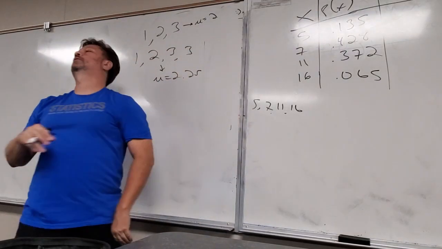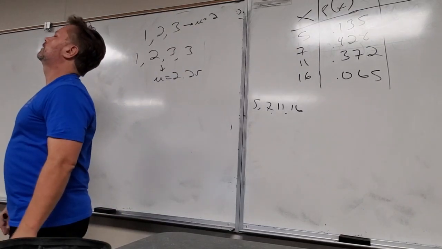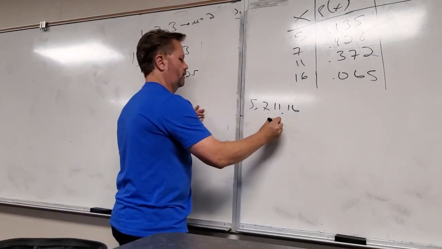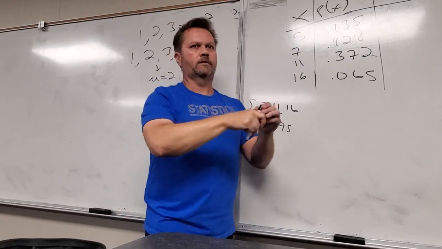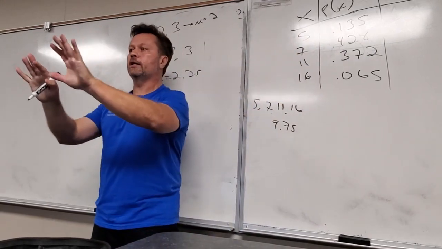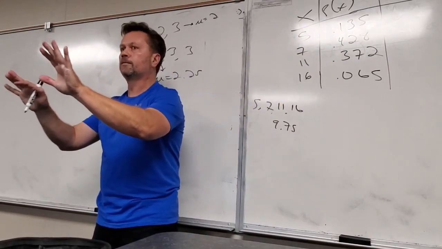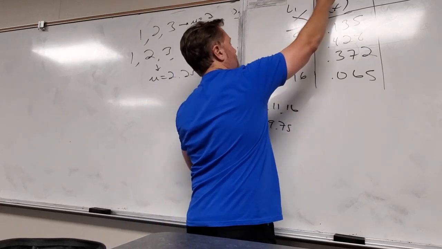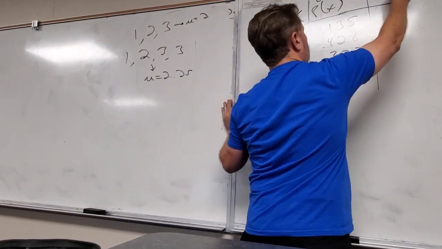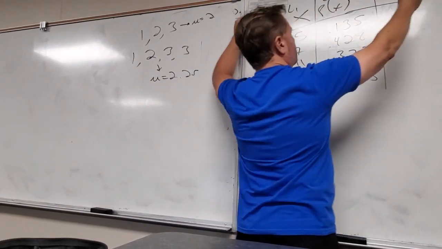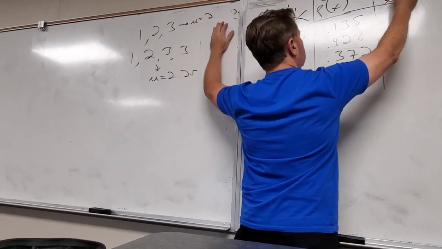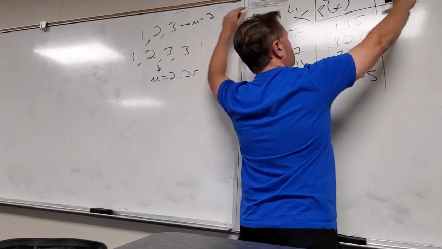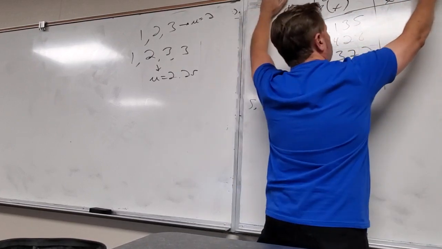39 over 4. What is it? 9.75. That sounds about right. Yes. Okay. All right. Let's see what we get here. Do you guys see how you can even start thinking about how to put this in your calculator? If you put this in L1 and this in L2, what would L3 be? What do I want? X times P of X. So what would L3 be? L1 times L2.